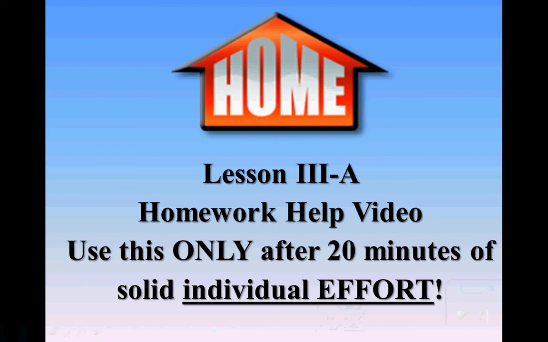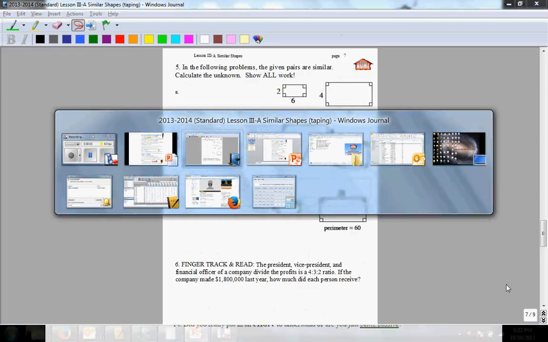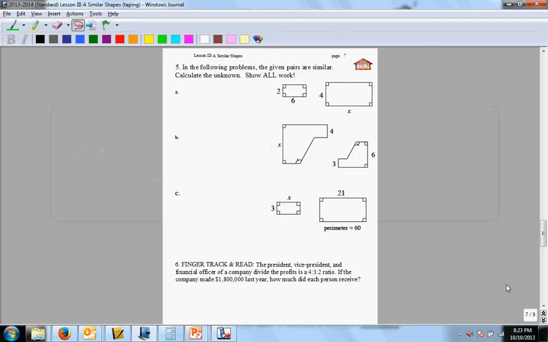Remember, you should only be watching this video after you've put a solid 20 minutes of individual effort, which means you need to work through this list and ask yourself what you can do when you don't know what to do. It's really important you learn to invest effort before you get help. After you've invested 20 minutes of effort, if you still need help, you should be watching this video. Take a look at pages 7 and 8, problem number 5.